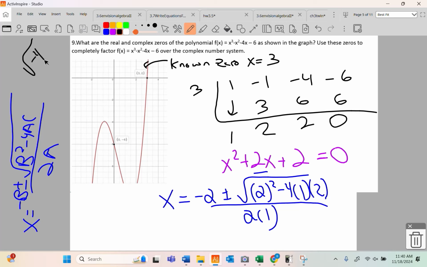Real or imaginary? Imaginary. What's the root of 4 then? 2. So 2 imaginary units. -2 over 2, plus or minus 2i over 2.